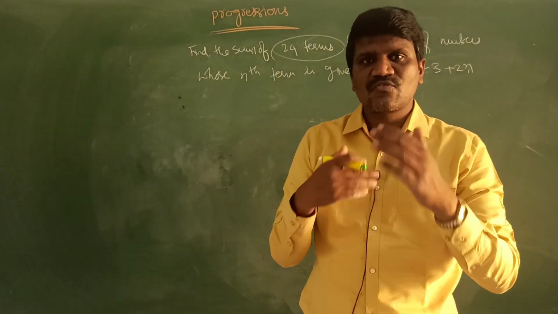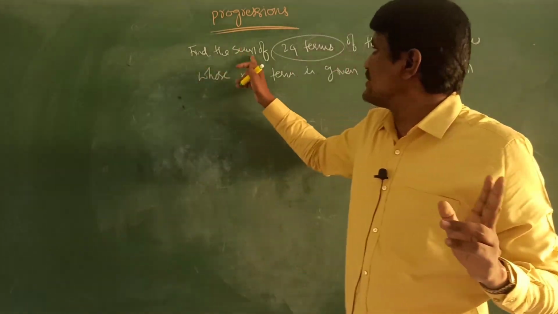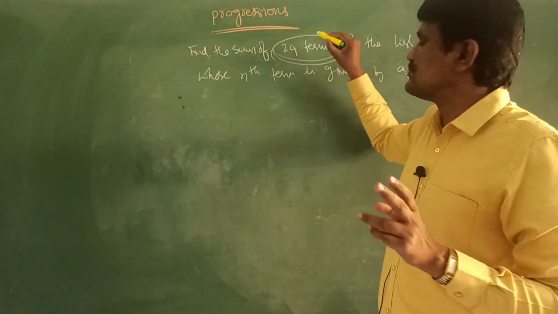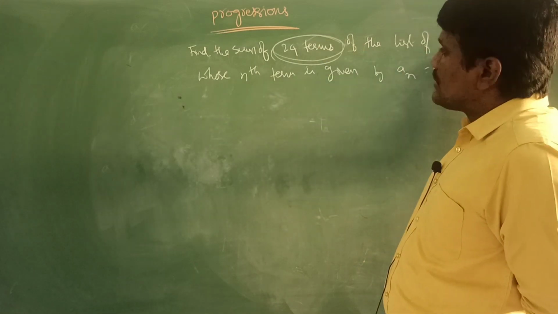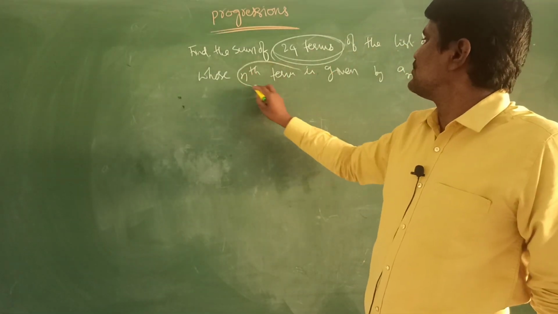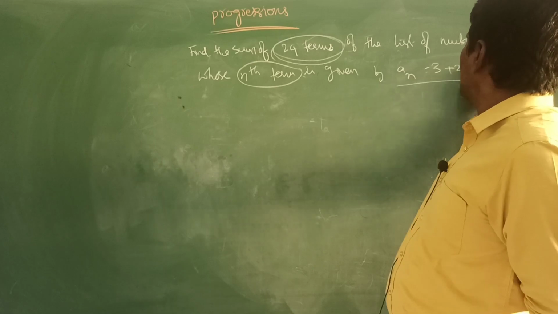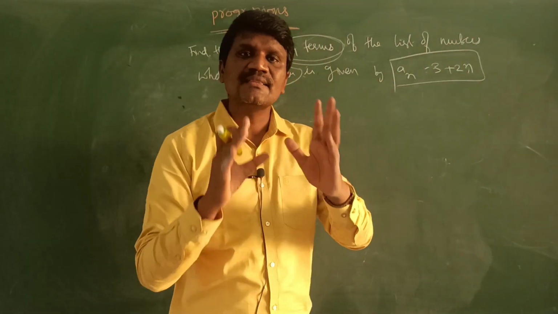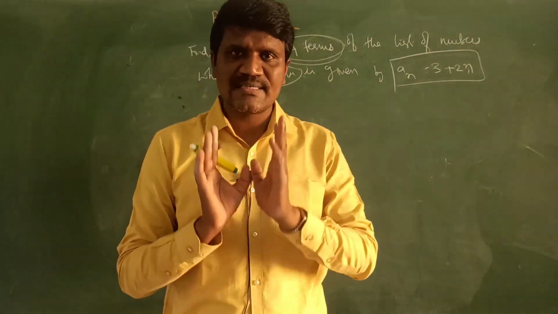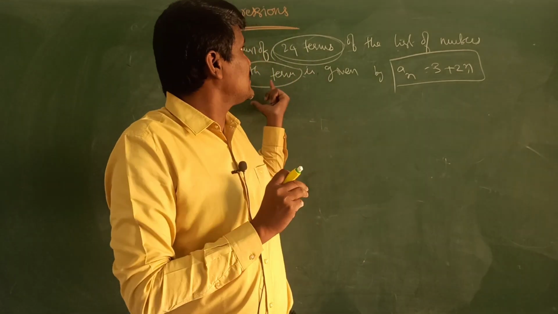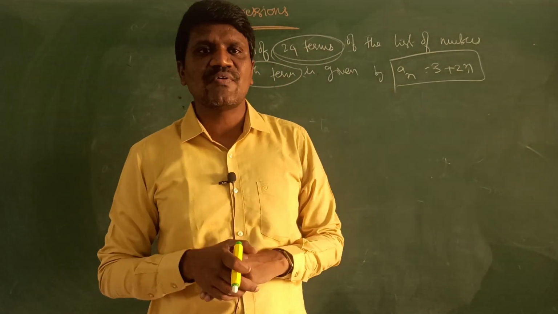Students, they may ask a question like this also: find the sum of 24 terms of the list of numbers whose nth term is given by an is equal to 3 plus 2n. That means here they have given the nth term, not the progression or the series. Without giving the series, they have given the nth term and asked to find out the sum of 24 terms.